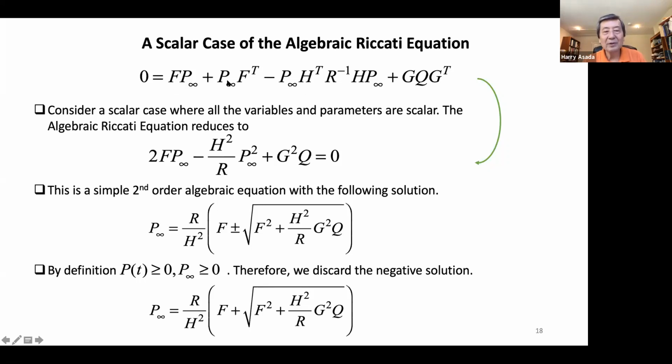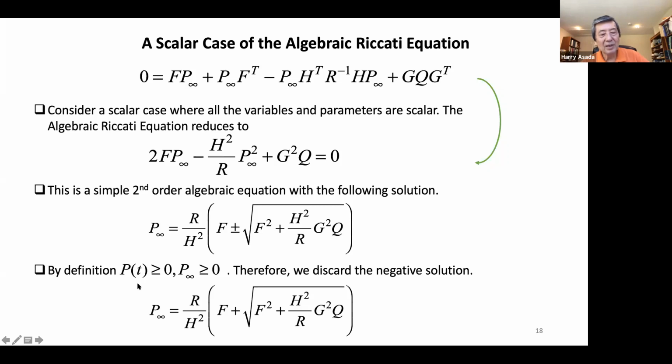So F and P are all just scalar quantities, and we can simplify this into this form. H is also a scalar, so we can write it as H squared; transpose doesn't matter, it's just the scalar H. This is a quadratic equation, a second order algebraic equation, because P squared is involved. We can solve it directly, and P infinity is given by this expression. We do have two solutions, plus and minus. Here's the question: which one to take?